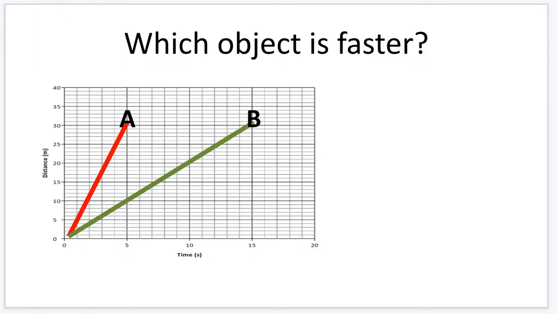Which object is faster? So we have our red and our green. Again, think about it. Now we talked about it being steeper. So don't look at it and just try to see which one is longer, or let's think about what it's saying. So they both started here at 0. And A, the red one, in 5 seconds had gone 30 meters. It took the green one 15 seconds to go 30 meters. So the red one is faster because it went the same distance in less time. And it is steeper. It's going straight up.